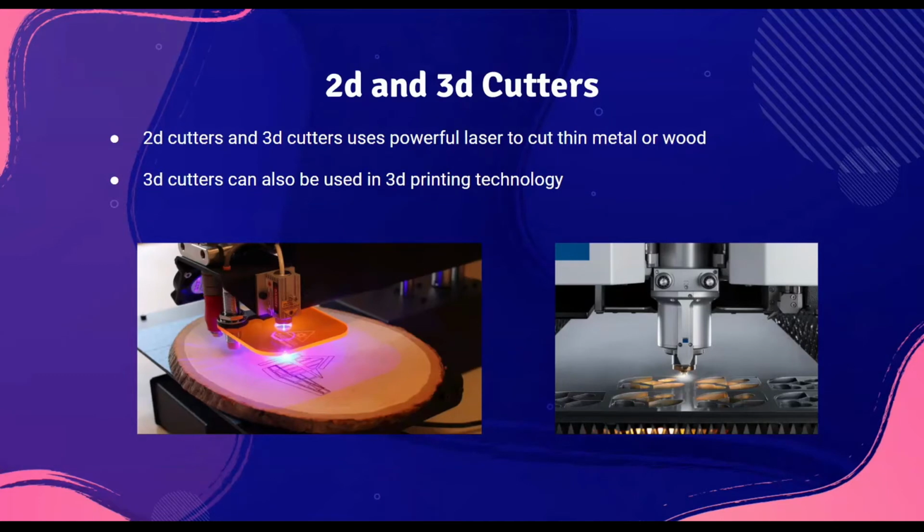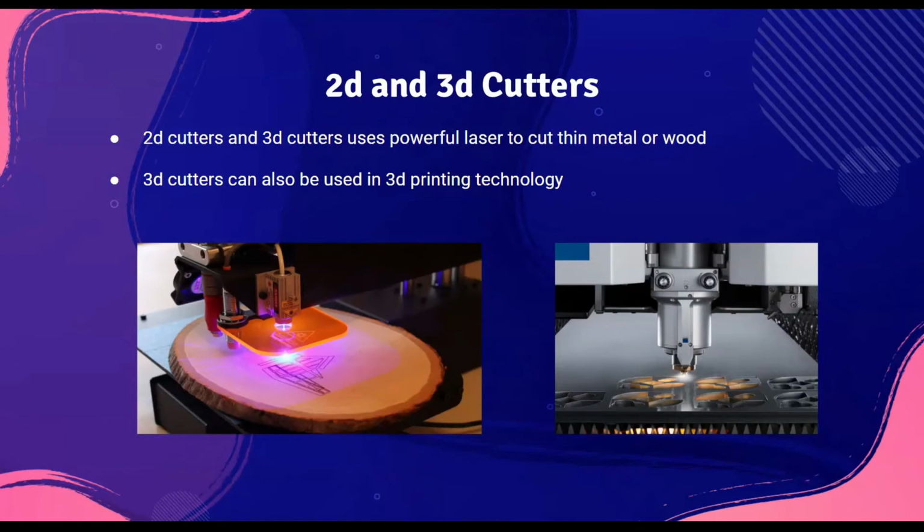2D and 3D cutters are cutters that can be frequently seen in automobile or any kind of manufacturing plant. These cutters use a powerful laser to cut objects like wood and thin metal. Sometimes, instead of lasers, water can be used, where heavily pressurized water will pass, making the object cut.